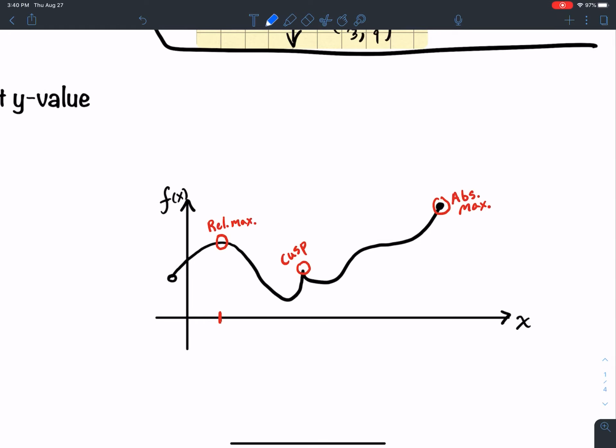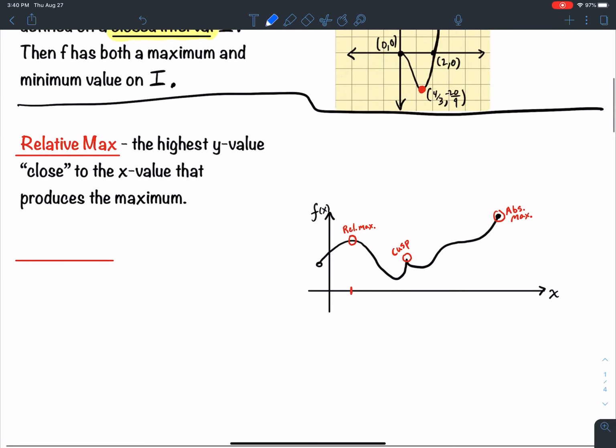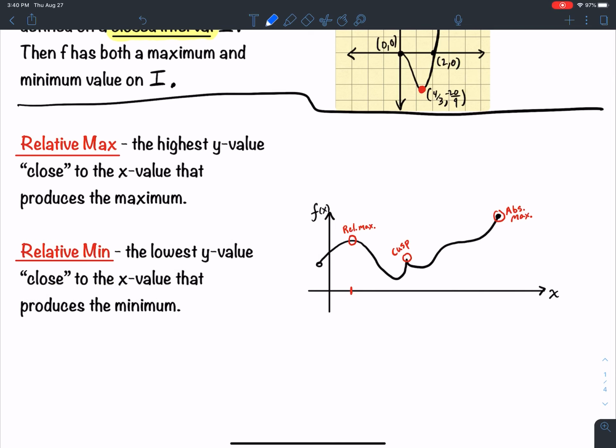Now, what about relative min? This is the lowest y value close to the x value that produces the minimum. So we're looking for the low values, relative minimums.